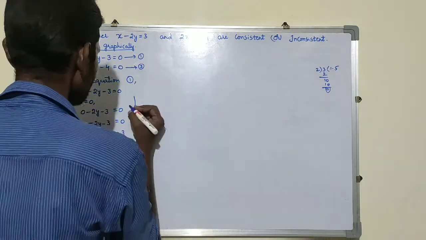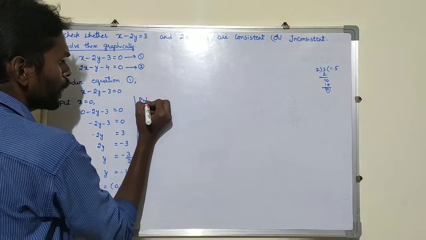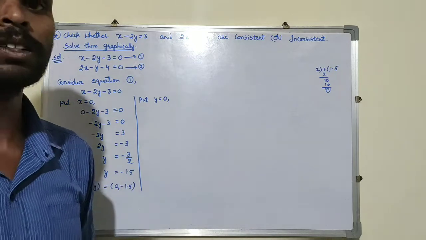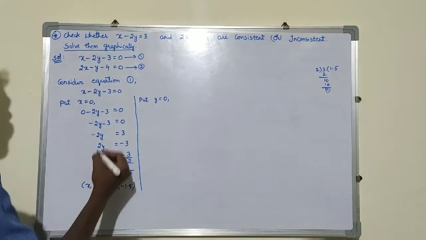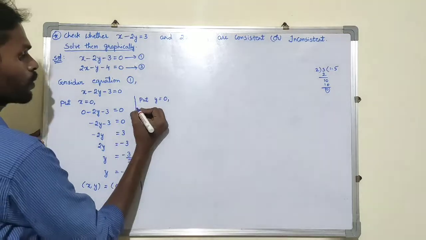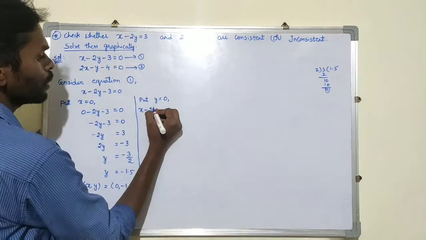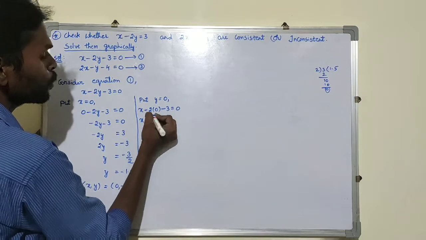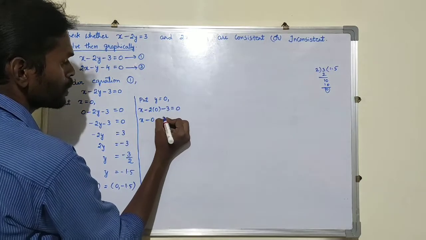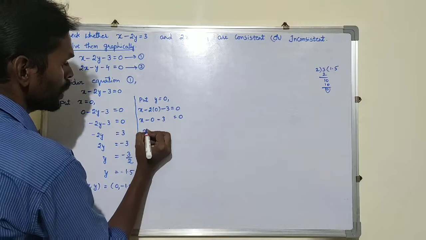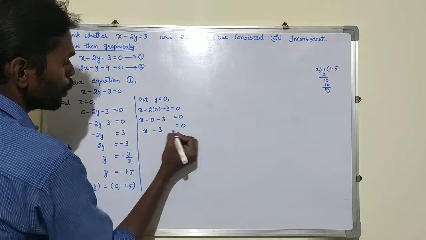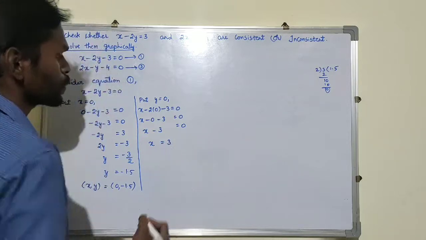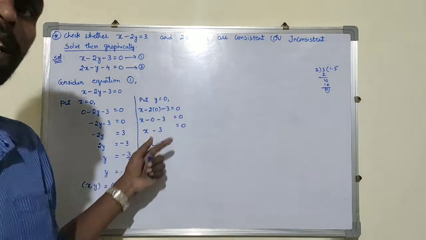Put y equal to 0. Here in the first part I took x equal to 0. In the same equation take y equal to 0. Then what happens? In place of y, 0 will come. x minus 2y, it means 2 into 0 minus 3 equal to 0. 2 zeros are 0, minus 3 equal to 0. Minus 3 if I send that side, it will become plus 3. So I put y equal to 0, I got the x value.